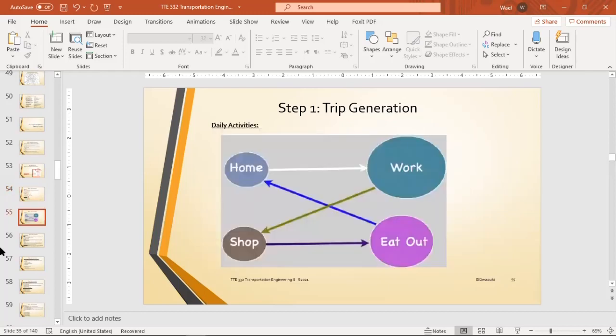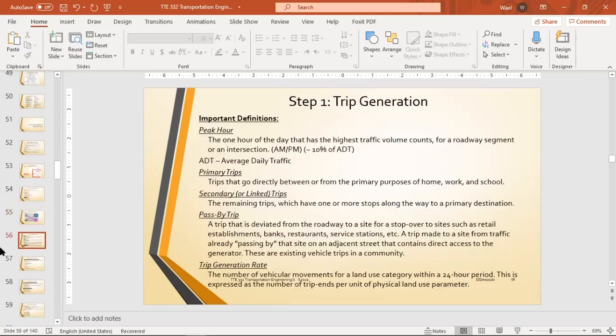Before we go further, we need just to understand a few issues. We have now daily activities. So for trip generation, there is a method which is based on daily activities. For example, you keep a diary and you record that you are going from home to work in the morning, then from work to shopping, and from shopping to eating out, from eating out going back home, and so on. That's a daily activity pattern, and based on the daily activities, we can extract or estimate the trips between origins and destinations.